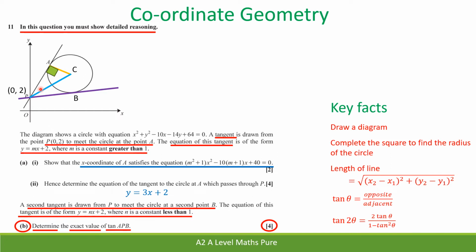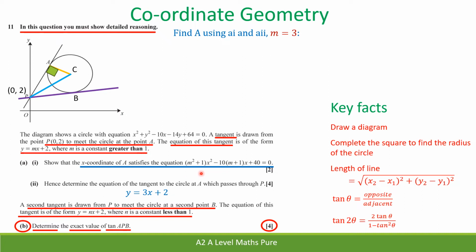To start with, we know that P is the coordinate (0, 2), and we're going to work out this coordinate here, A. So to find A, we're going to use this equation given in part 1: (m² + 1)x² − 10(m + 1)x + 40 = 0. And we're going to use the gradient of this line here, y = 3x + 2, which you've worked out in part 2. So the gradient of this line is 3.